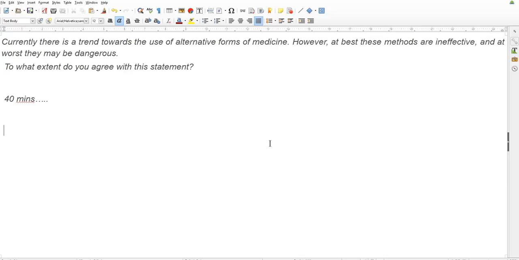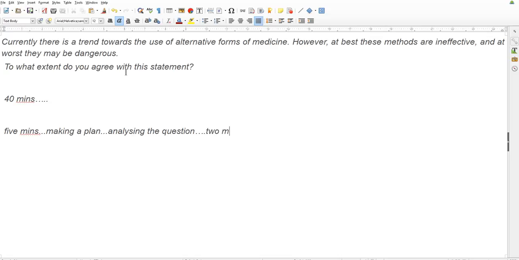Out of that time, we need to be spending 5 minutes or so making a plan, analysing the question. Now this is important. I know quite a number of people who simply misinterpret the question. They end up writing about the topic but not the question itself. So analysing is very important. You can look at the key words, think of synonyms, play around.